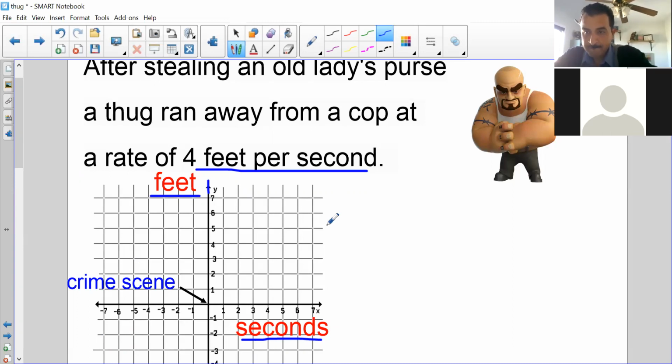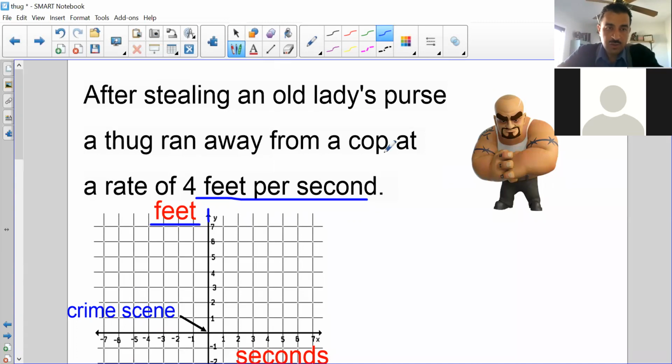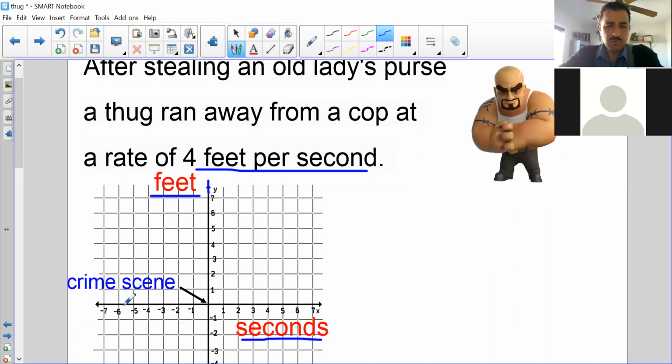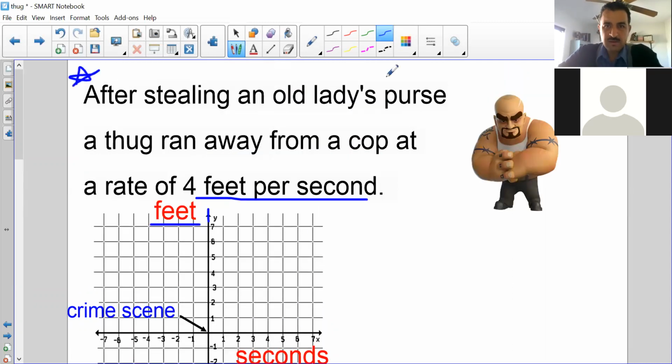What I'm going to do is create an equation that models the thug running away from the old lady. Now, what I want you to do in your notes is go ahead and write this example. I'll give you about 10 seconds just to write: after stealing an old lady's purse, a thug ran away from a cop at a rate of 4 feet per second. And go ahead and just do a simple feet and seconds axis for me, okay? I'll give you about 30 seconds to a minute. Go ahead and copy down what you see on the screen, please. So if you want a free assignment pass, pay close attention.